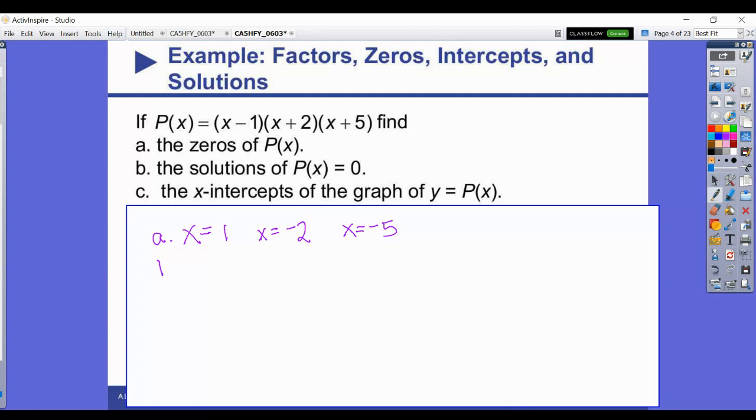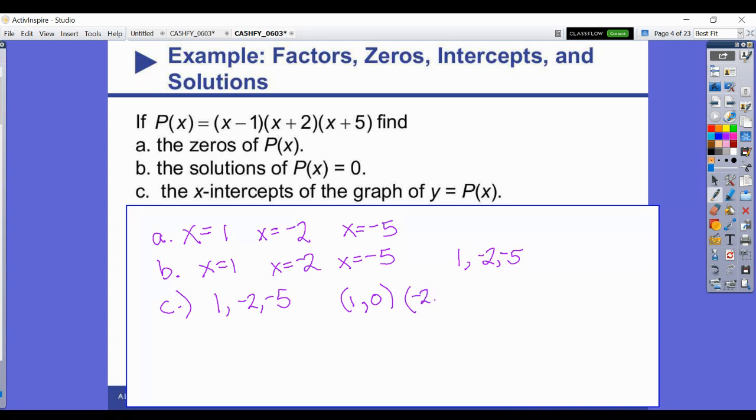Now, how do we write the solutions? Pretty much the same way. The solutions are x equals 1, x equals -2, and x equals -5. Or you can just say 1, -2, and -5, because those are the solutions. And then for C, the x-intercepts are 1, -2, and -5. X-intercepts also can be written as (a, 0). So (1, 0), (-2, 0), and (-5, 0), because those are the 3 points on the graph that are the x-intercepts.